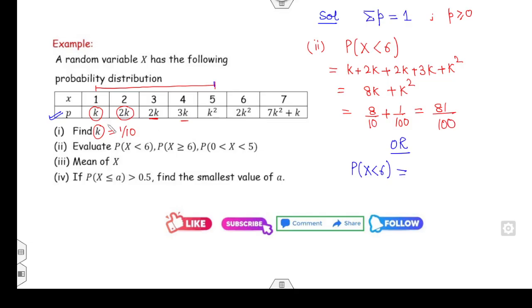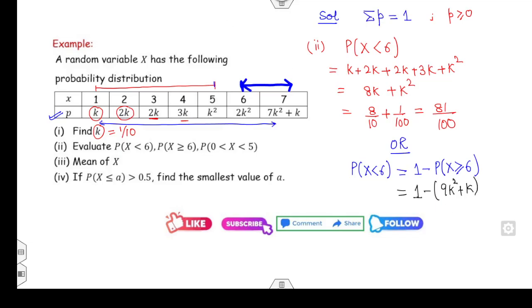What is the meaning? Because we all know that total probability is 1, so I can also write this number as 1 minus, what is the opposite of less than sign? It is greater than or equal to 6. So what is the value of x greater than or equal to 6? These two numbers. Fine. So the answer of this problem is 1 minus, you can add them, it is 9k square plus k.